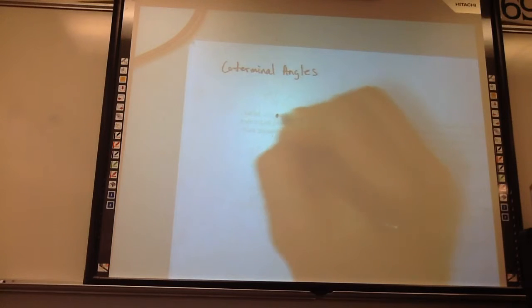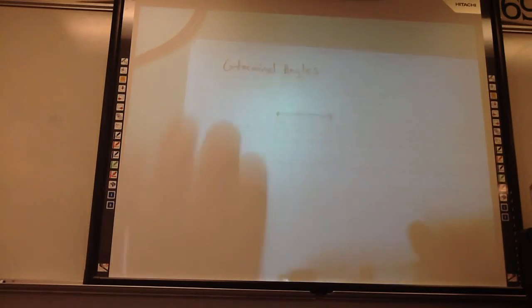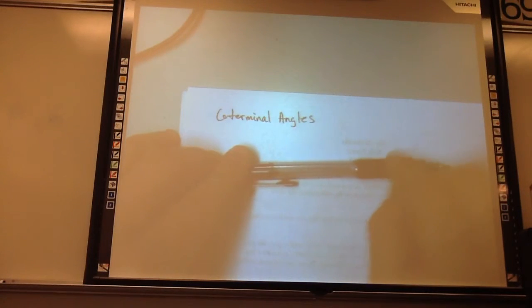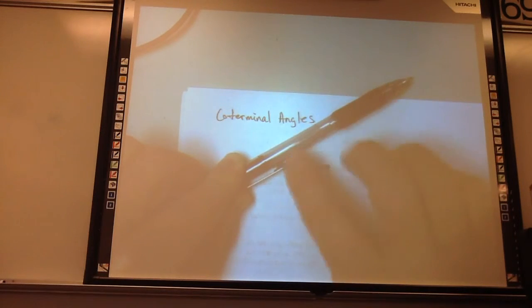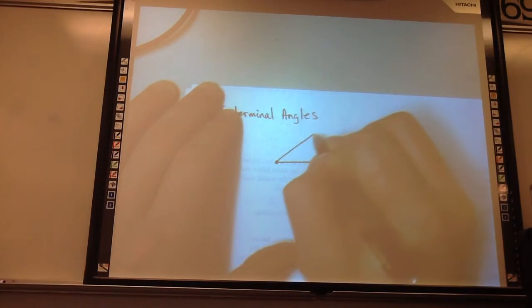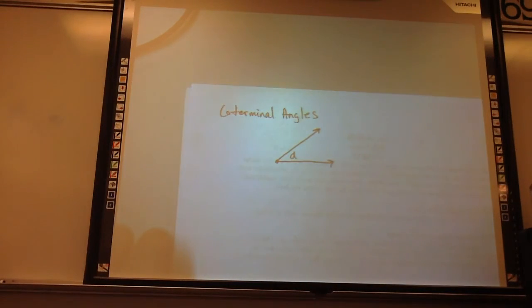What does terminal mean? The end. So all this means is the angle ends in the same spot. If I were going to create an angle, I'd start here. Stop right here. So I'm going to draw that. That's the terminal side of that angle. We'll call this angle alpha. Can I create another angle that's different than alpha that stops in that same spot?